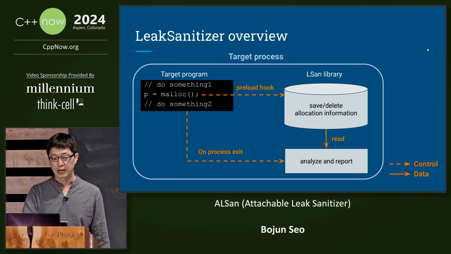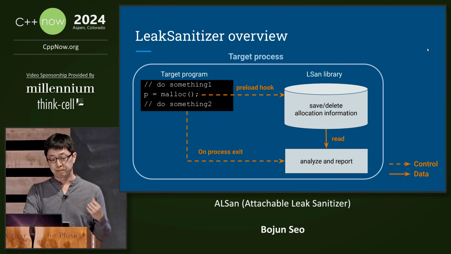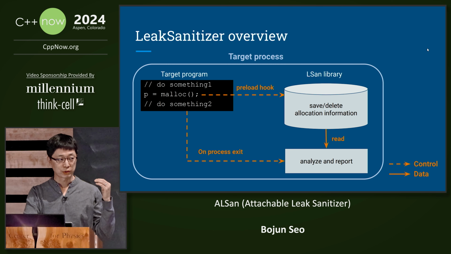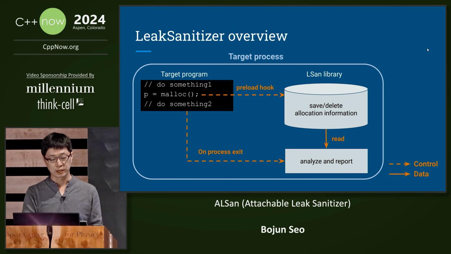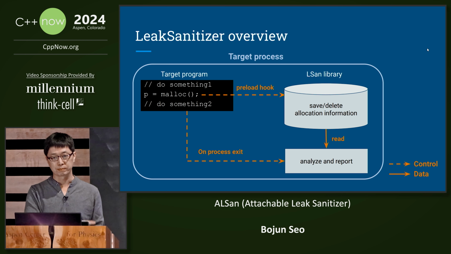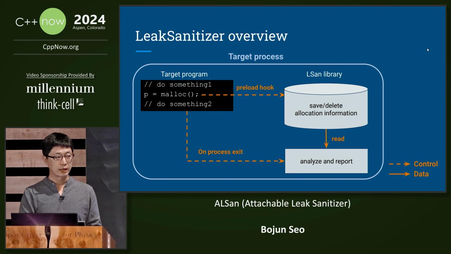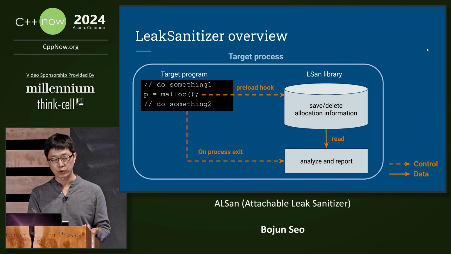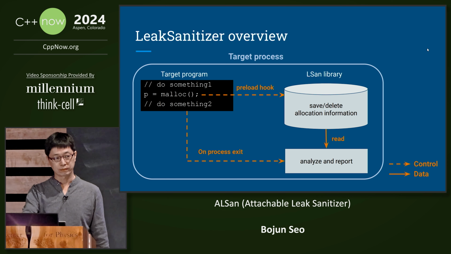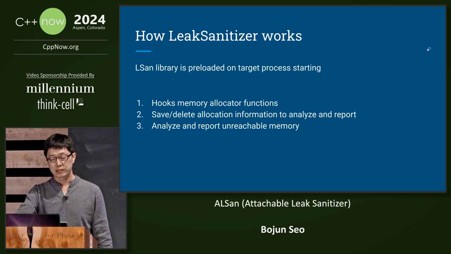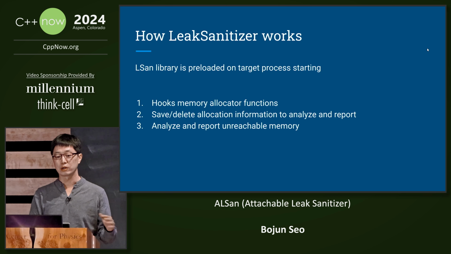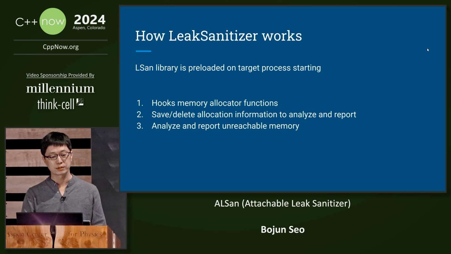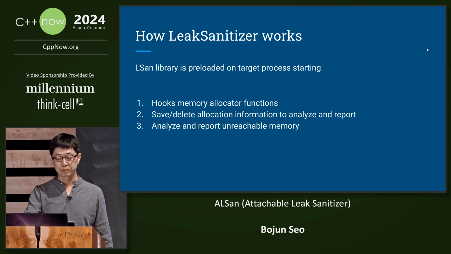And Leak Sanitizer works like this. First, the target program calls memory allocator functions like malloc, calloc, free, and so on. Then it is hooked by the preloaded LSan library, which saves and deletes allocation information. And then on process exit, the LSan library analyzes and reports unreachable memory. So I can summarize like this: the LSan library is preloaded on target process starting and hooks memory allocator functions, saves and deletes allocation information, and then analyzes and reports unreachable memory.